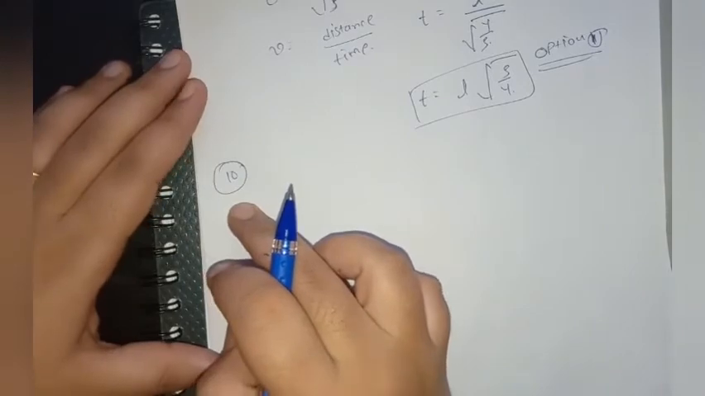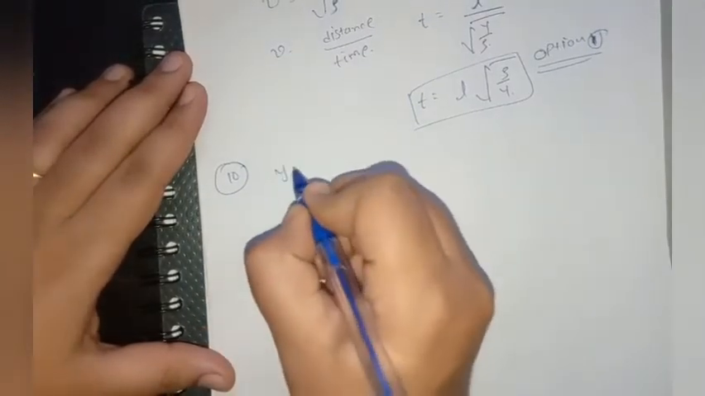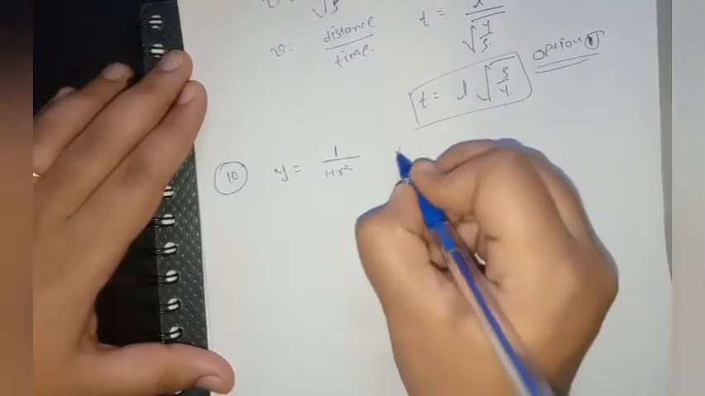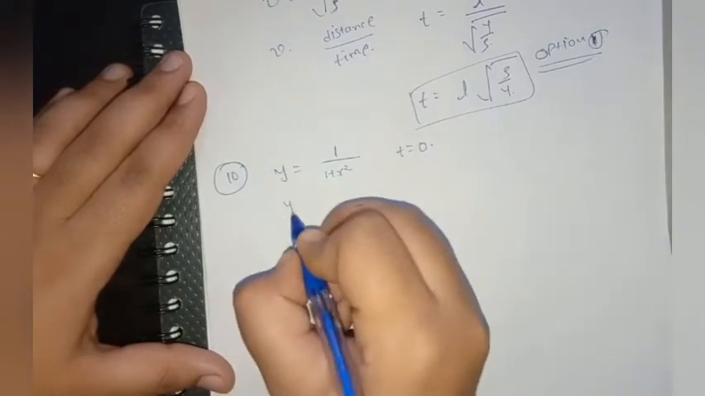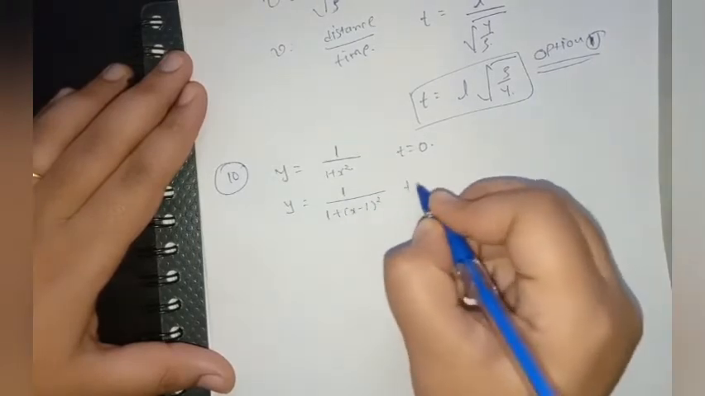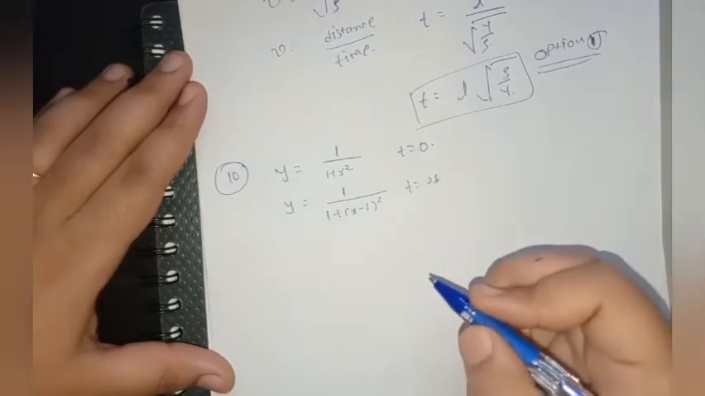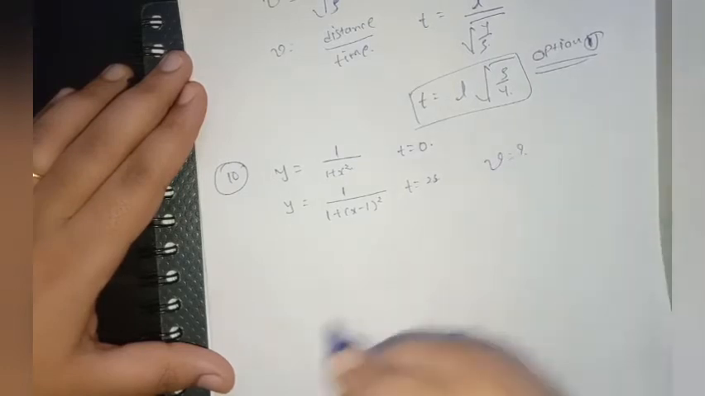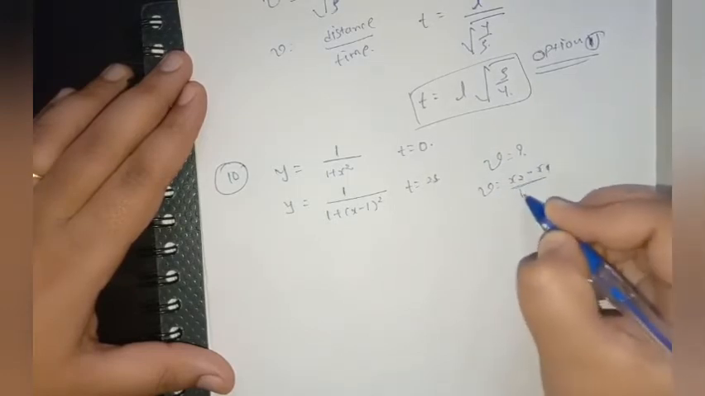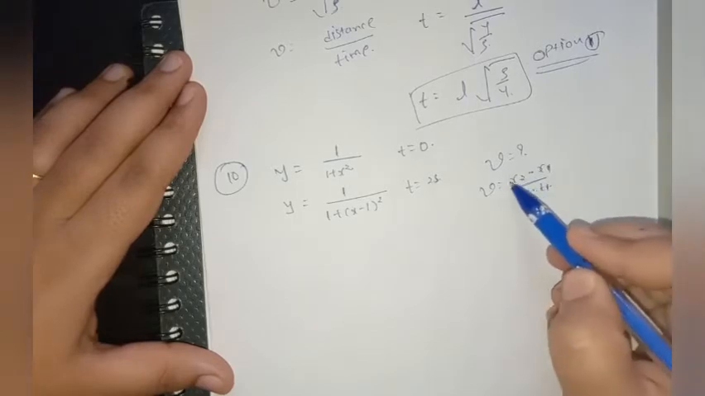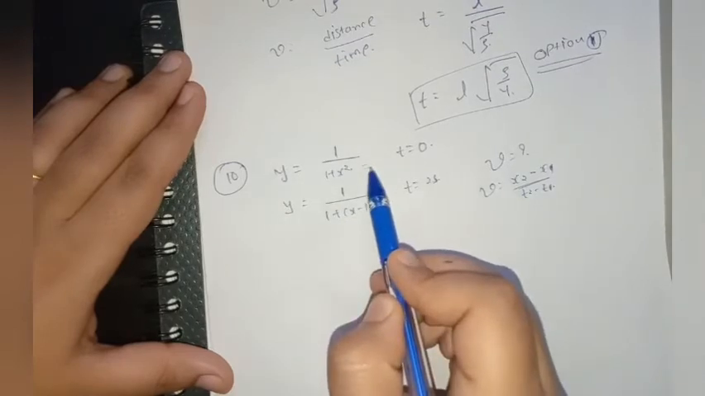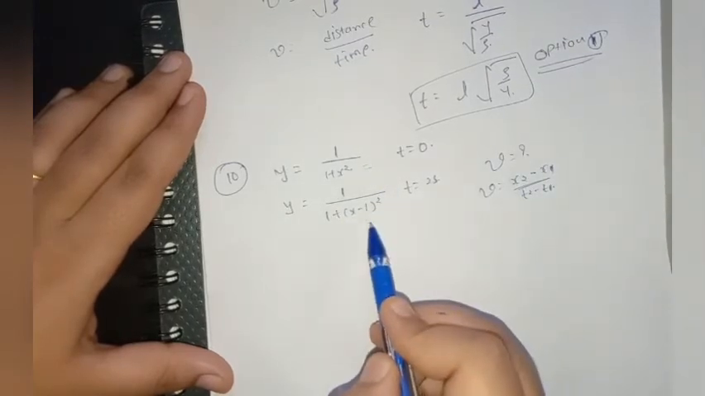In question number 10, the amplitude of wave disturbance is given by y equals 1 upon 1 plus x square at t equals 0, and y is given as 1 upon 1 plus (x minus 1) whole square at t equals 2 seconds. We want to find the velocity of wave. Velocity of wave can be found by (x2 minus x1) upon (t2 minus t1), that is distance traveled by wave divided by time interval. From this equation we can find x1, and from this equation we can find x2.